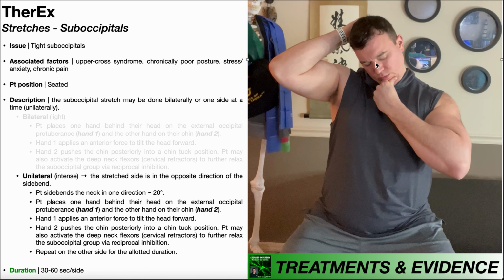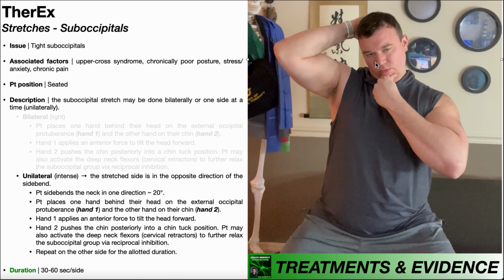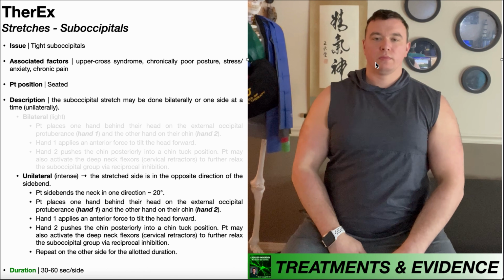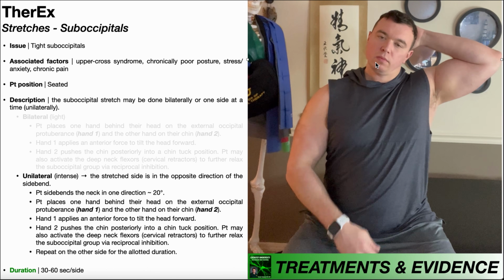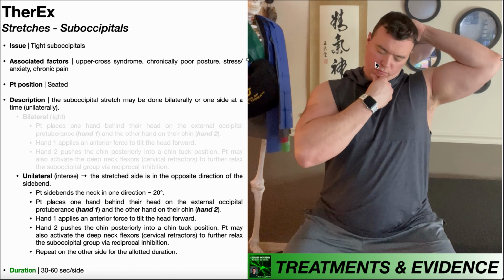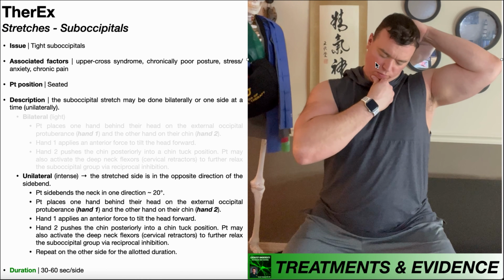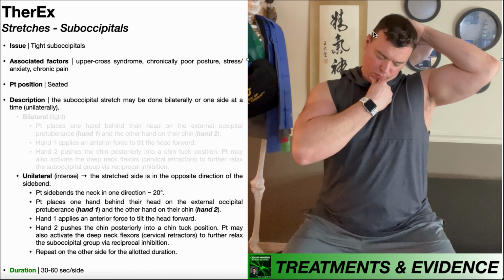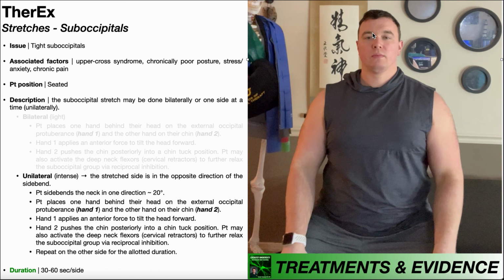Now, generally speaking, if one half of the suboccipitals are tight, the other half are also going to be tight. So we want to make sure to stretch the other side. So we do the same thing in the other direction of side bending. So there I'm side bended to my left. That means I'd be stretching my right suboccipitals. And I would hold this position also 30 to 60 seconds.